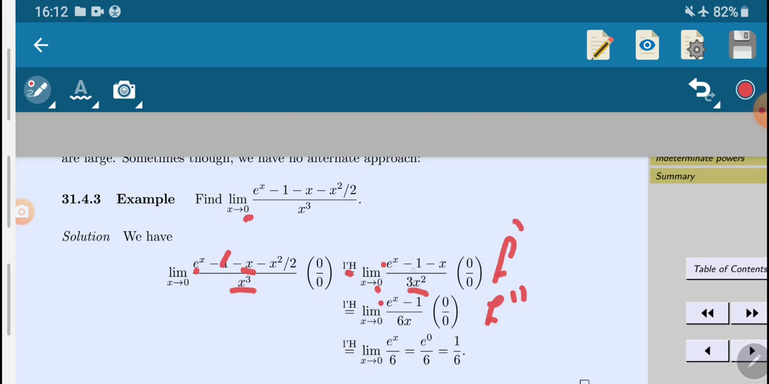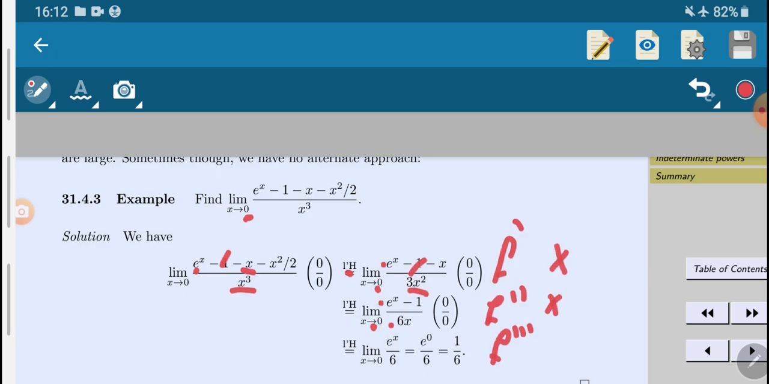E power x is e power x. 1 vanishes. Negative x is negative 1. 3x squared is 6x. Replace x by 0, it becomes 0 over 0. The second derivative is not sufficient. Let's do the third derivative, and don't worry.